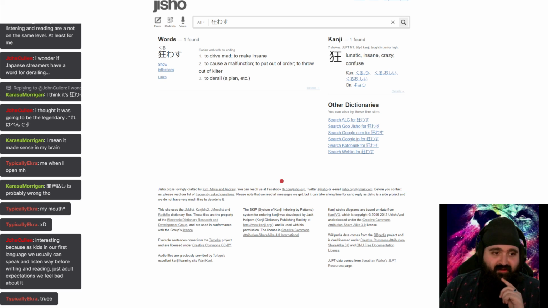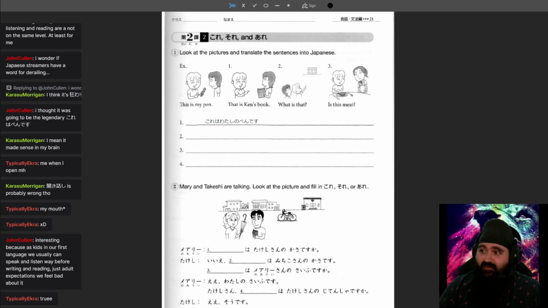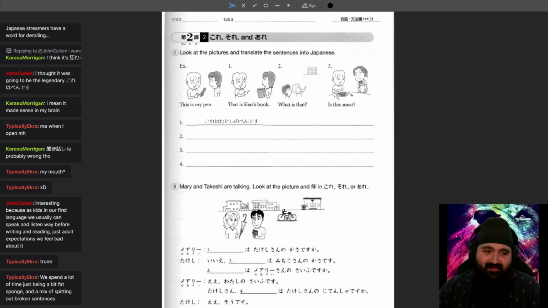So it's going to be これは pen です. It is basically これは pen です, but with a little bit more information. What kind of pen? It's my pen. これは私の pen です. I mean, it made sense in my brain. Yeah. Kikihanashi is probably wrong though. だろうな. But looking at it, I could believe it.